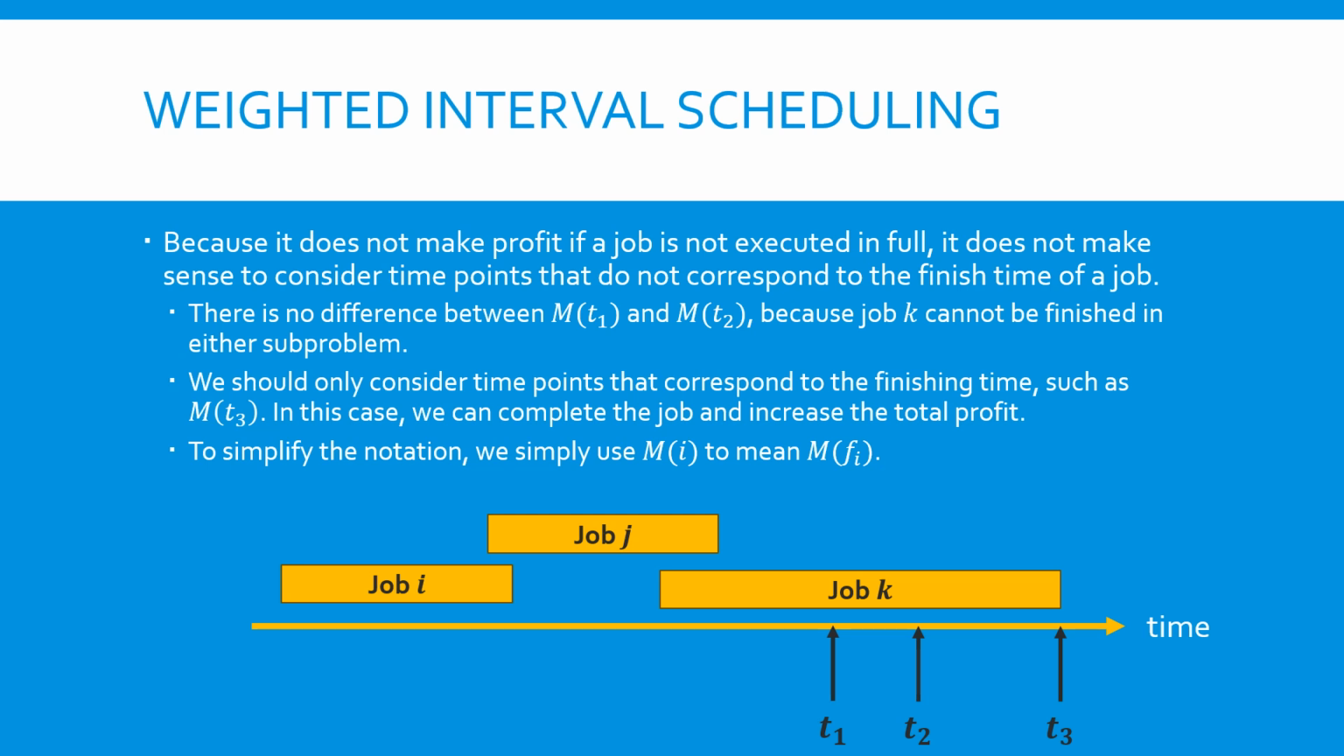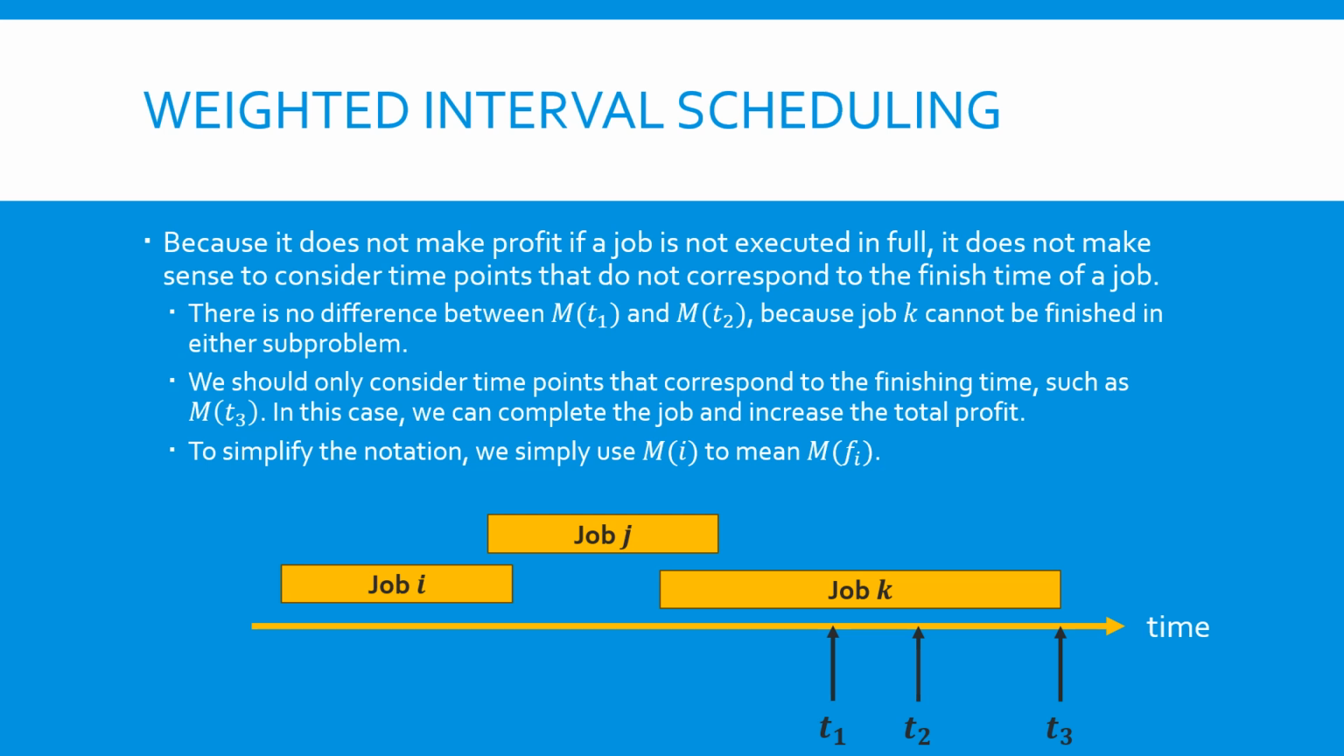Although the time frame is finite, it can still contain an infinite number of time points t, leading to an infinite number of subproblems. To address this issue, we observe that no profit is made if a job is not fully executed. For instance, in the figure, job JK is still running at time points T1 and T2, but finished only at T3. Thus, considering subproblems MT1 and MT2 is unnecessary, because JK cannot be finished at those time points and will not contribute to the total profit.